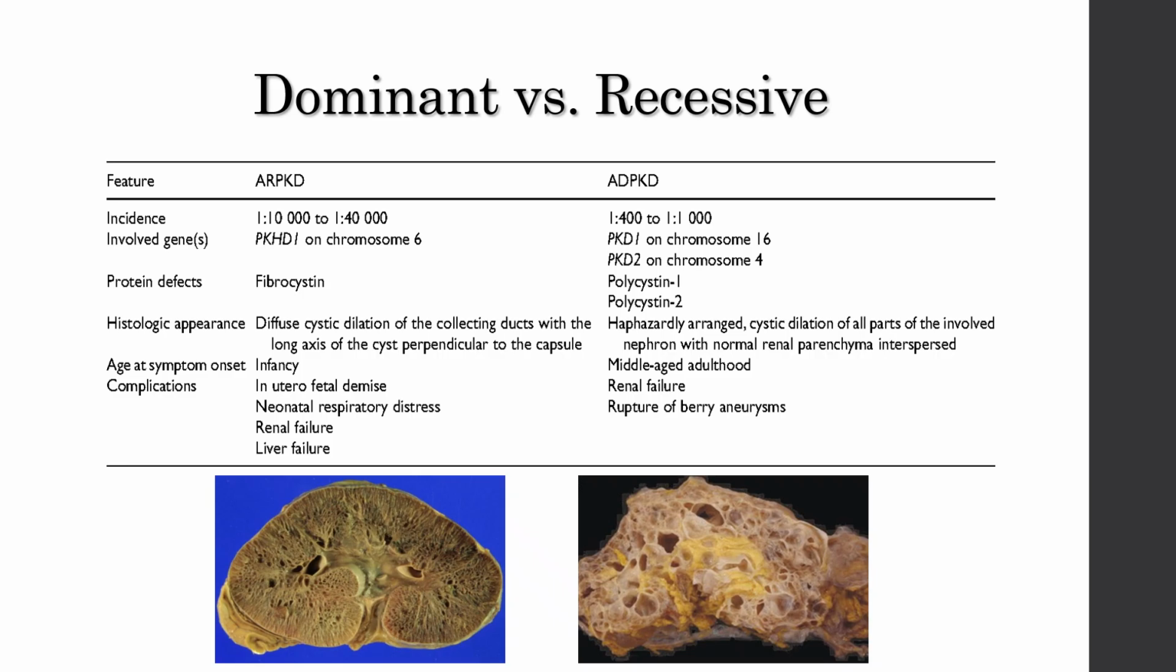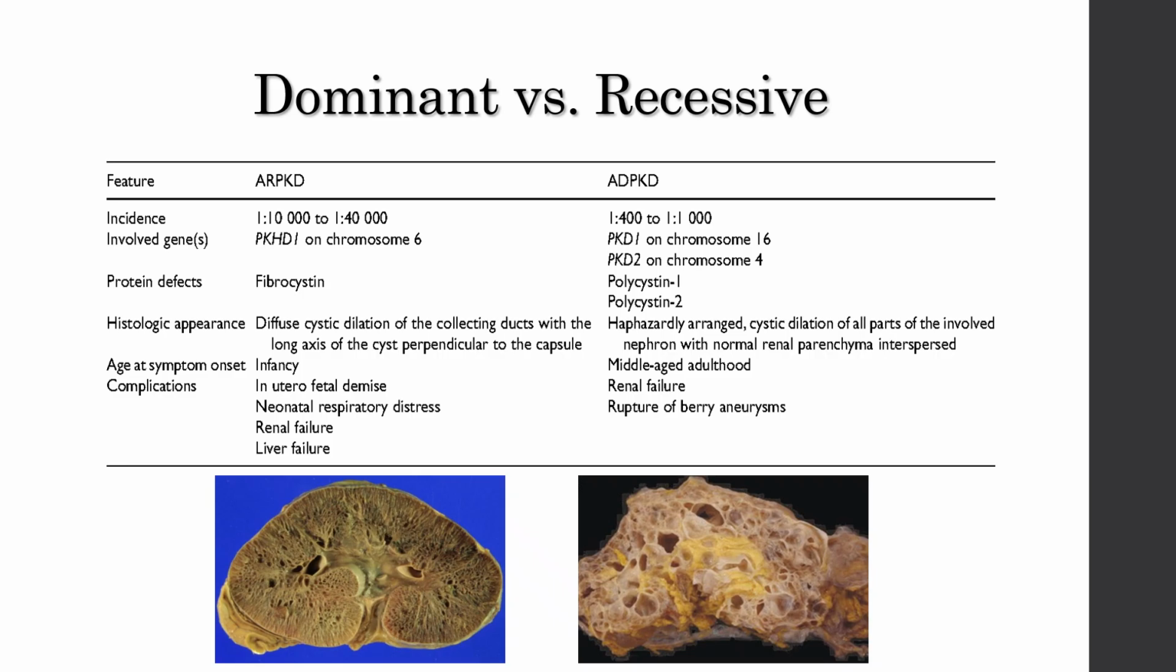Now, there are two major forms of PKD, and they behave very differently. We have autosomal recessive PKD, which is much rarer. It presents in infancy or early childhood, and it's caused by mutations in the PKHD1. It affects primarily the collecting ducts. So histologically, you'll see diffuse cystic dilation of the collecting ducts. Cysts would be oriented perpendicular to the capsule, with a fairly uniform appearance. Unfortunately, ARPKD can be severe and may lead to neonatal respiratory distress, liver involvement, and early renal failure. These are often heartbreaking cases.